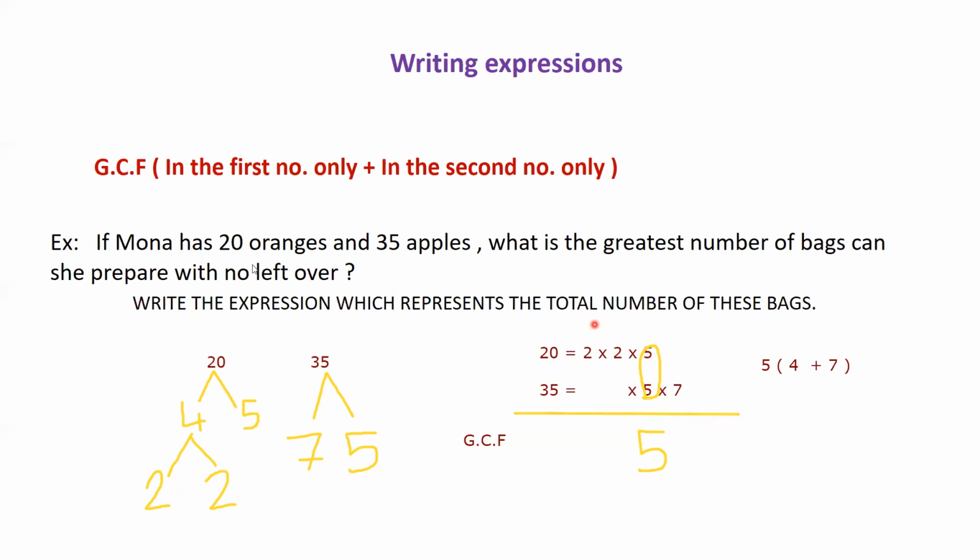It means that Mona can make 5 bags. Inside each bag, we have 4 oranges and 7 from the 35 apples. So we can distribute these fruits among 5 bags. Each bag will include 4 from the oranges and 7 from the apples.